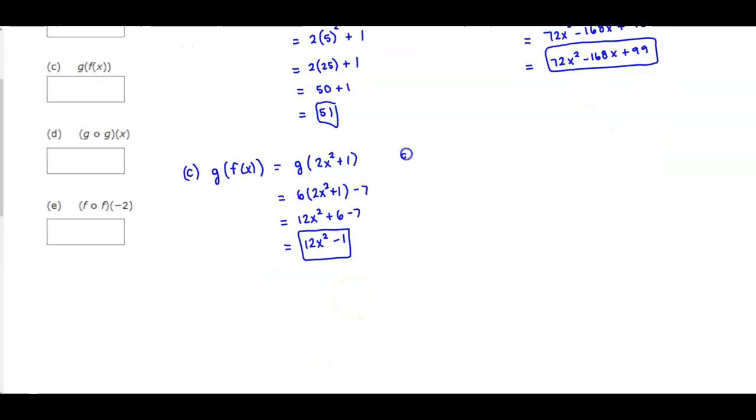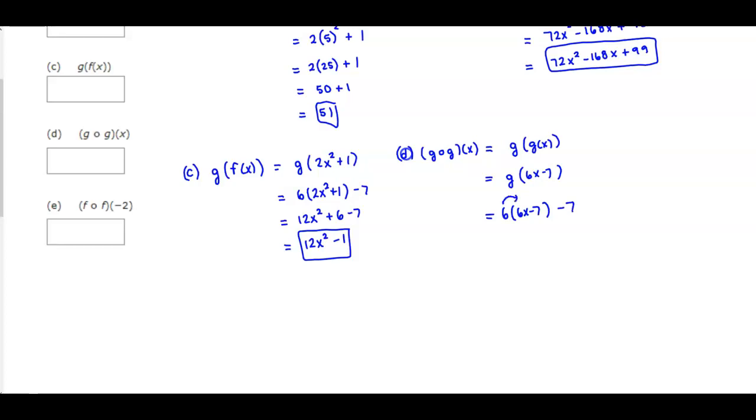Okay, now let's go to part D. Part D says we have g composite g of x. And that definition states that we need to take g of g of x. Well, we have g, which is the function on the outside, and then g of x is our input, which is 6x minus 7. And that's going to become the input on g. So we have 6 times 6x minus 7, minus 7.